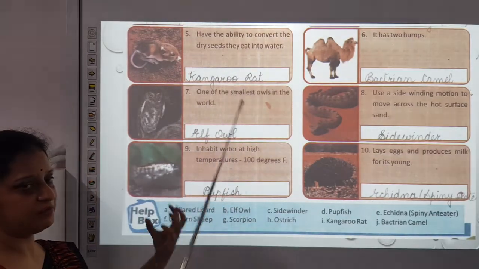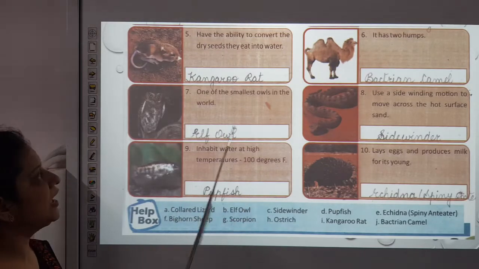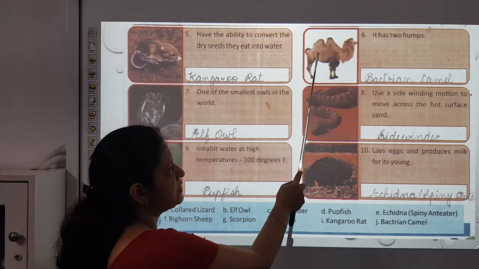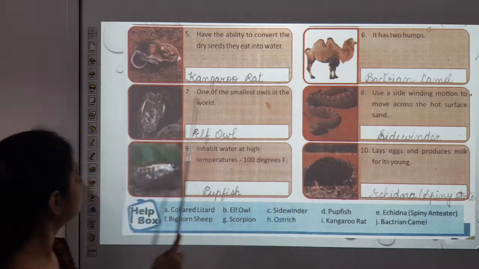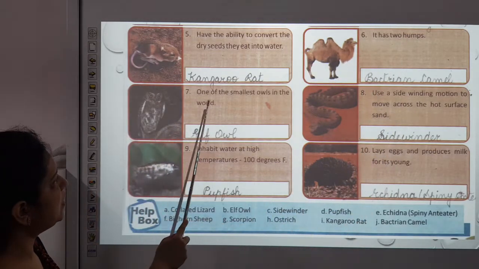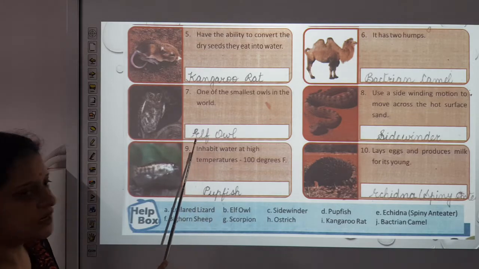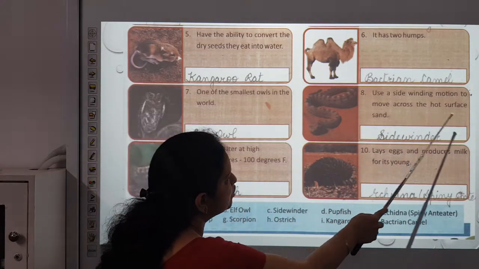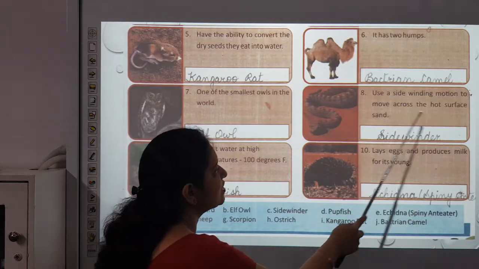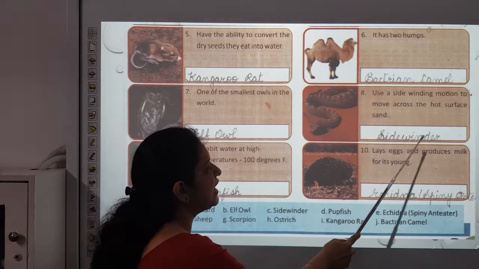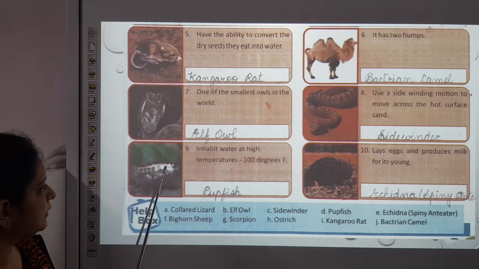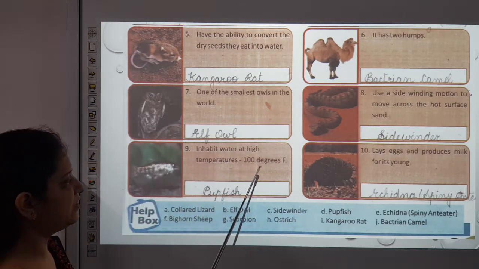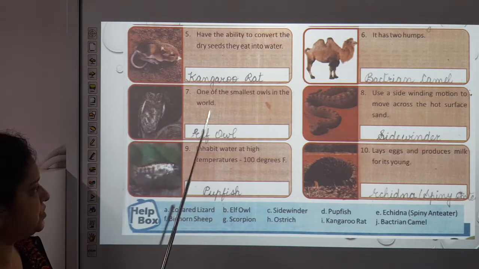Number 5, have the ability to convert the dry seeds they eat into water, that is kangaroo rat. Number 6, it has 2 humps, as you can see, Bactrian camel. And number 7, one of the smallest owls in the world, elf owl. Number 8, use a side winding motion to move across the hot surface sand, that is sidewinder. And the 9th inhabits water at high temperature, 100 degrees Fahrenheit, that is pupfish.